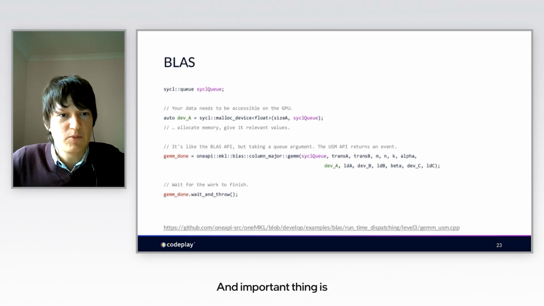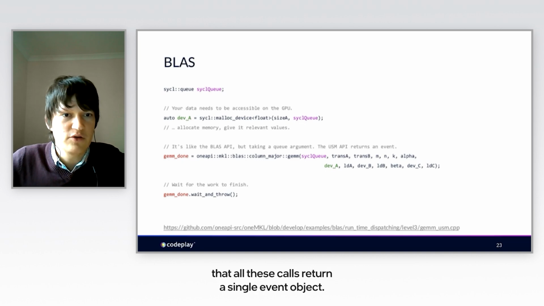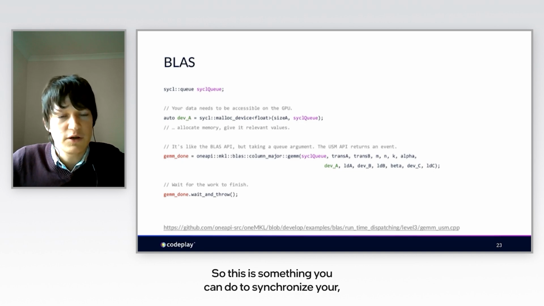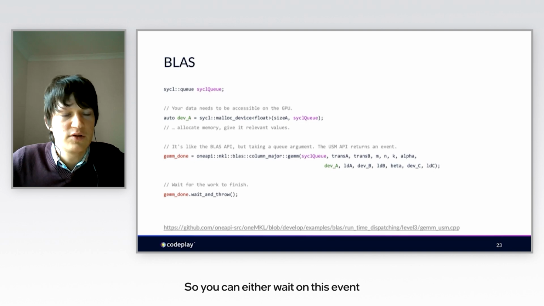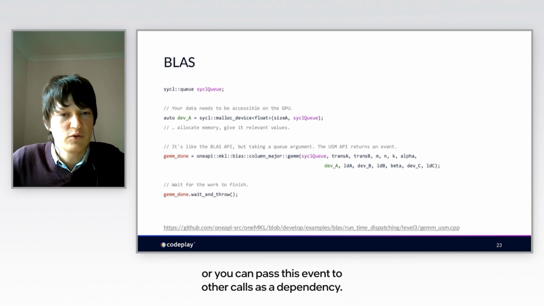And an important thing is that all these calls return a SYCL event object. So this is something you can do to synchronize your execution, because all these calls are asynchronous. So you can either wait on this event, or you can pass this event to other calls as a dependency. So then the other call will only execute once this one finishes.